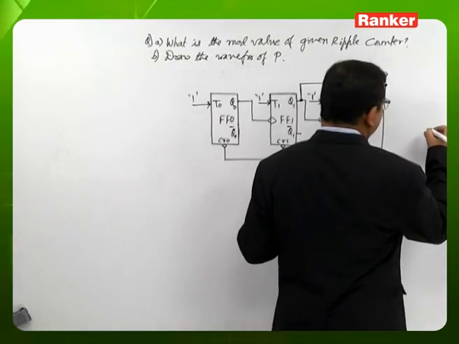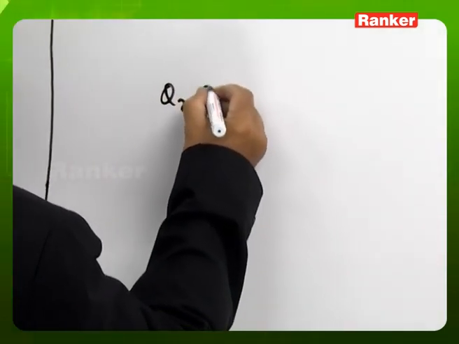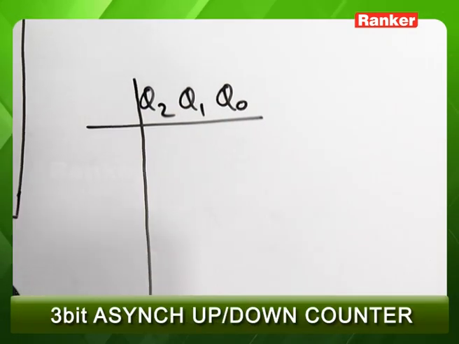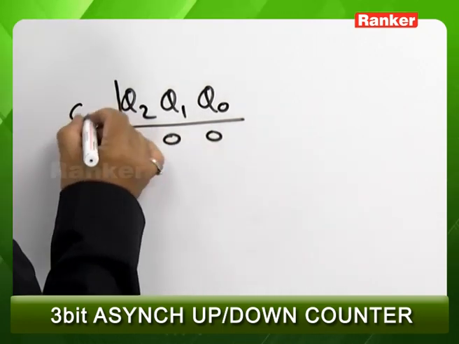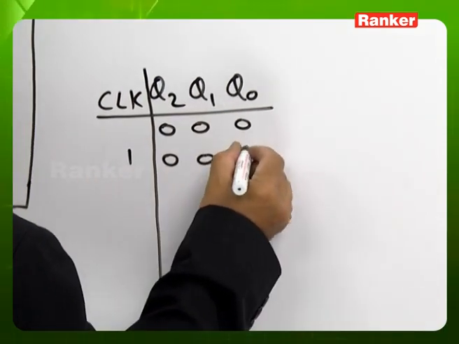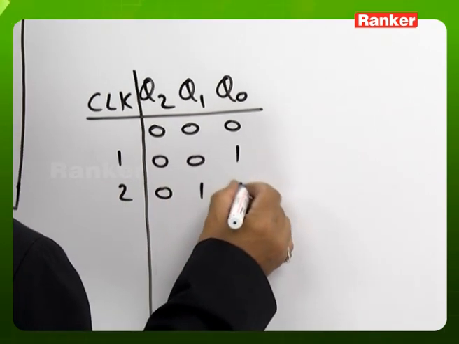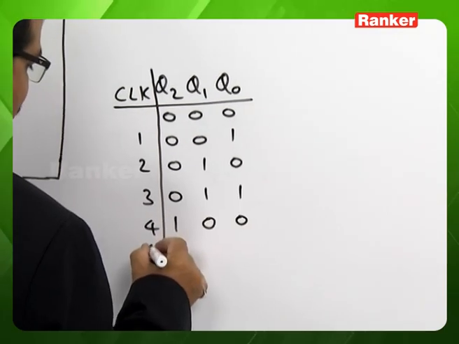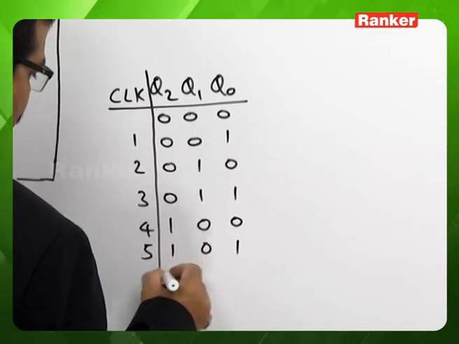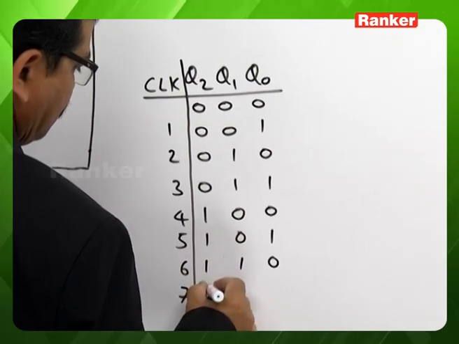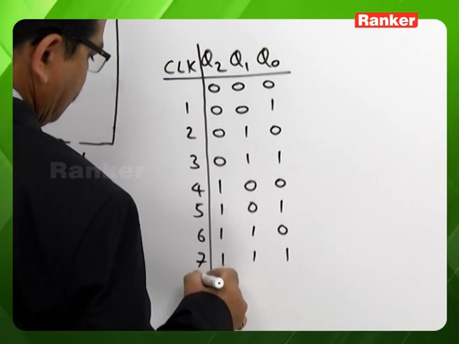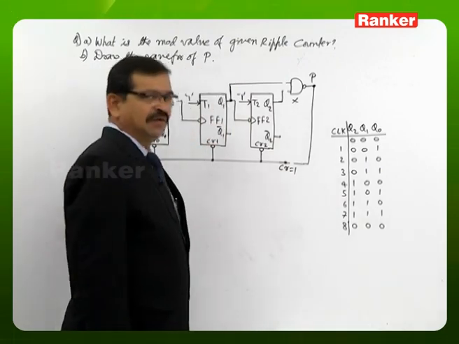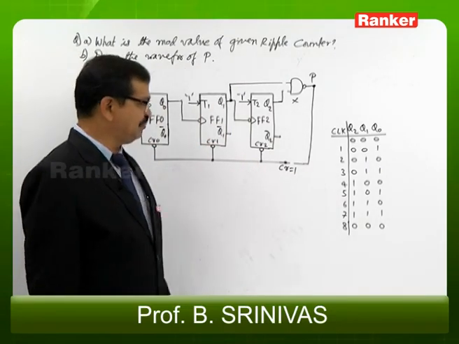We know circuit 1's switching sequence. Initially it is 0 0 0. While applying the clock signal, we look at the switching sequence, something like this. So circuit 1 was a mod 8 ripple counter. It was the switching sequence of circuit 1.